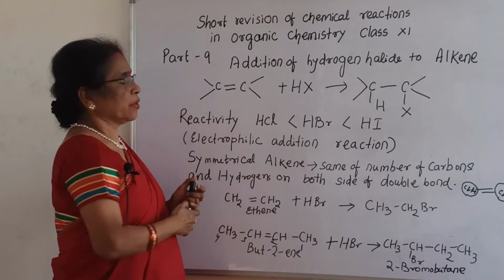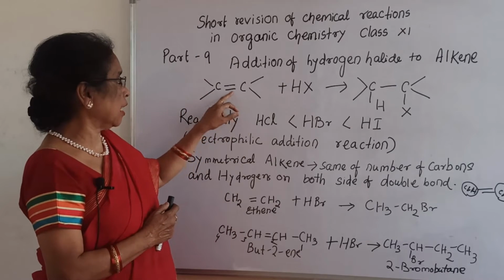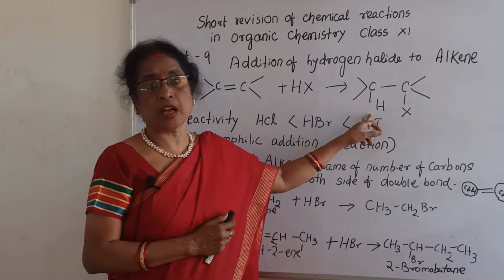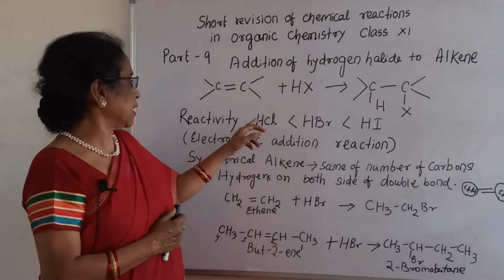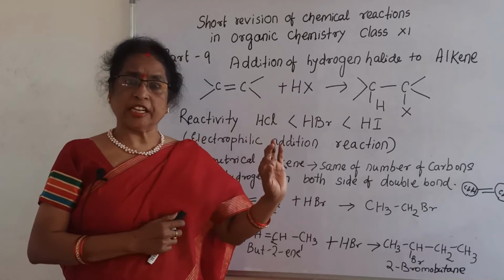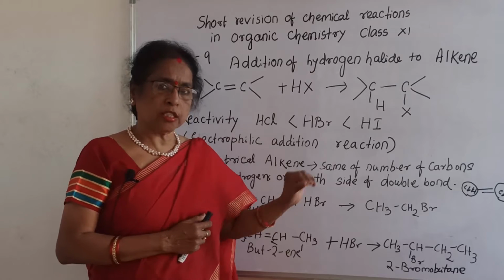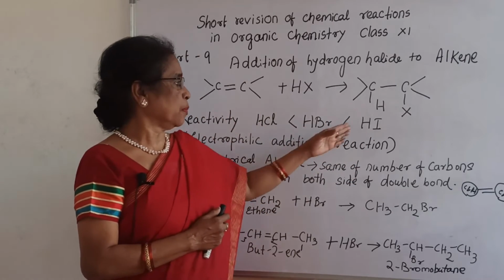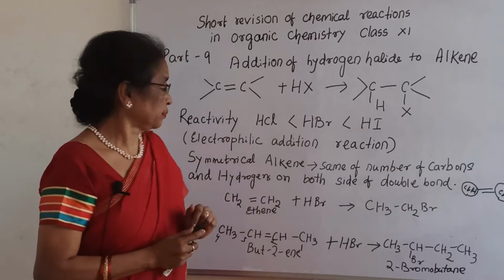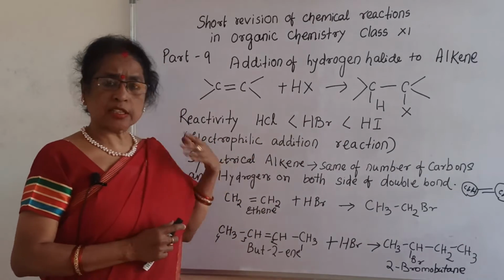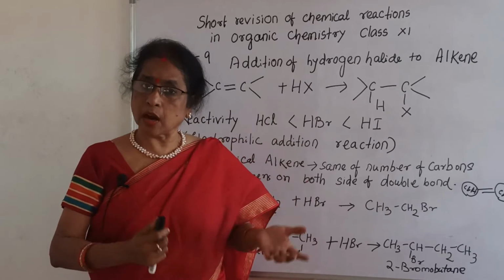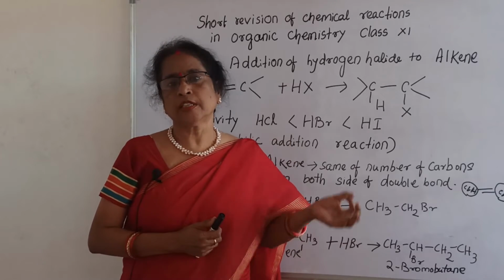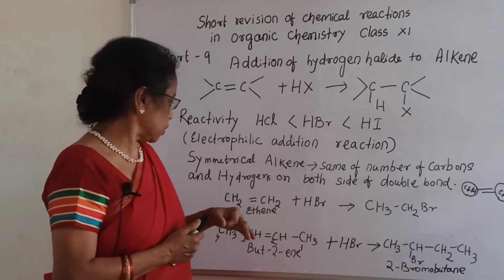Again, you see, if HX is added to the double bond, the skeleton of the alkene, the product is an alkane, a substitution of the alkane. Now reactivity: HI is more reactive than HBr, which is more reactive than HCl, because the size of iodine is larger than bromine, which is larger than chlorine. So it is easy to break the H-I bond. These are electrophilic addition reactions, because an electrophile is formed which contains a positive charge. The mechanism we will see in later videos.